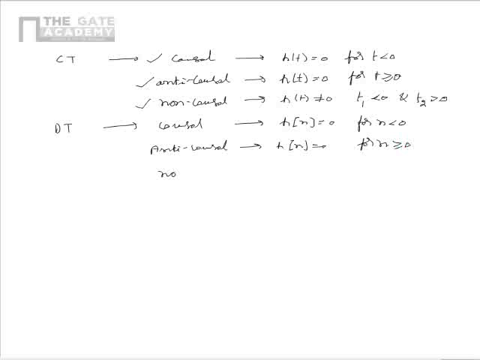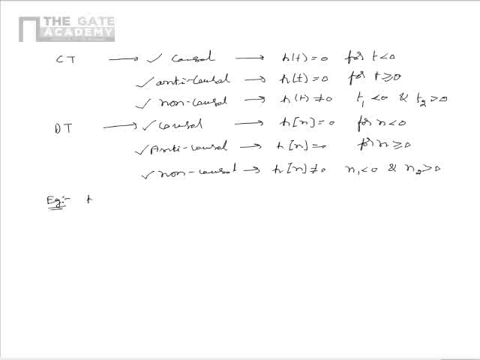We say that the discrete time LTI system is non-causal if h of n is not equal to 0 for at least one n1 less than 0 and for n2 greater than 0. So from this property of the impulse response, we can say if the discrete time system is causal or anti-causal or non-causal. Let us consider some examples now.